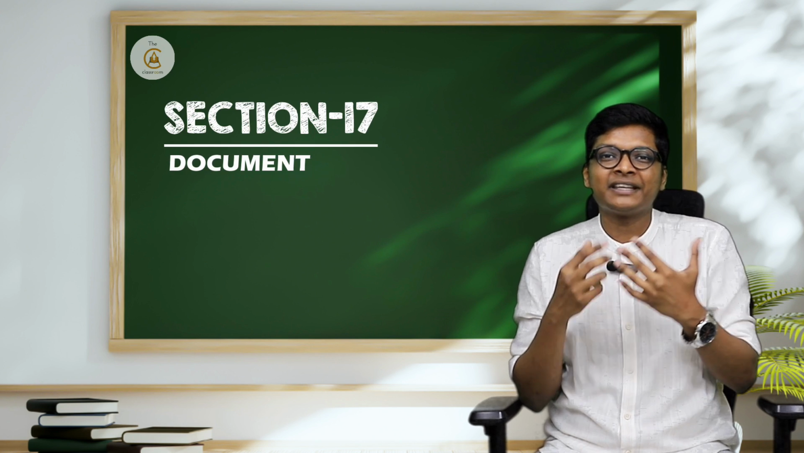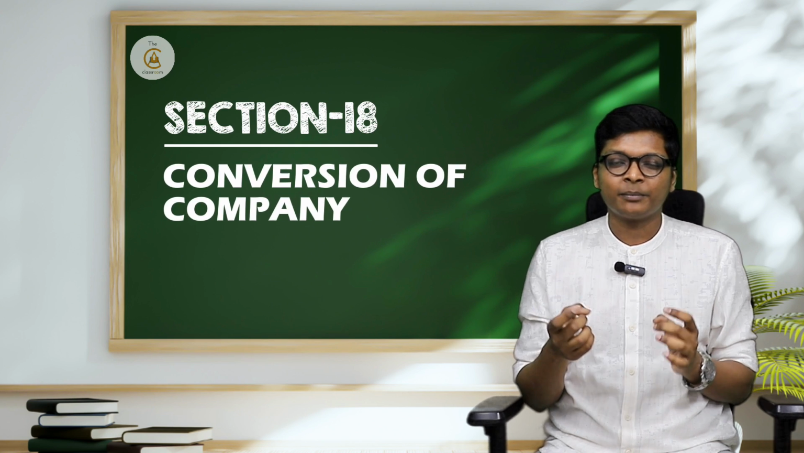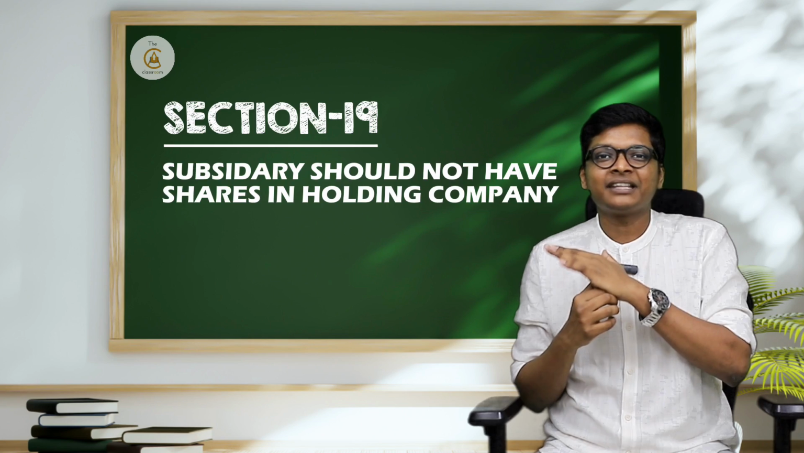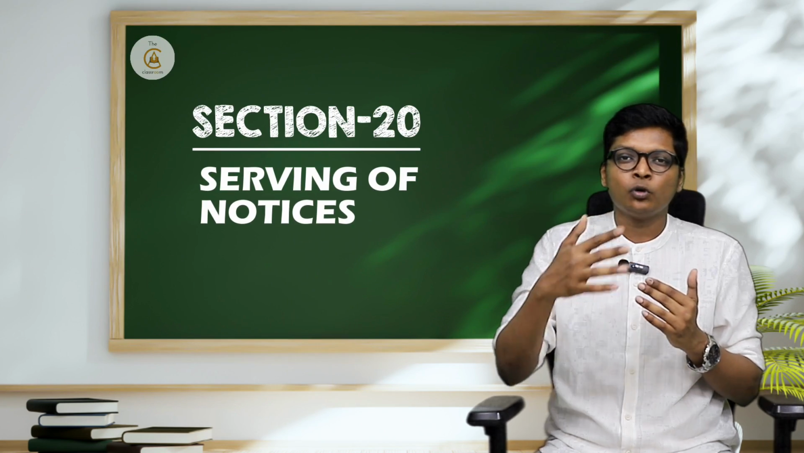17 is documents to be given within 7 days of application by shareholder. 18 is conversion of company. 19 is subsidiary should not have shares in holding company. We have 3 exceptions for that. Section 20, 21, 22. 20 is serving of notices.